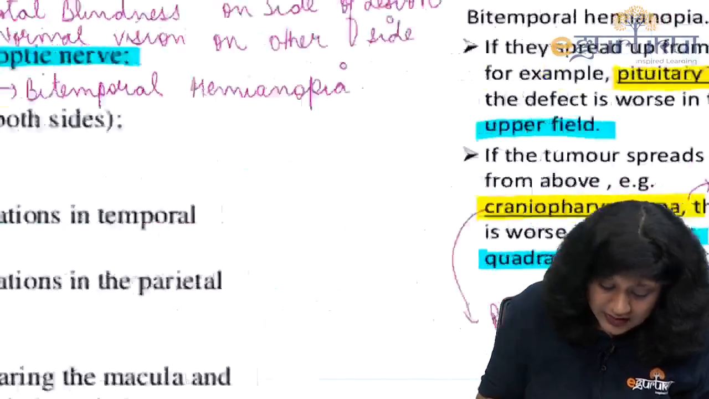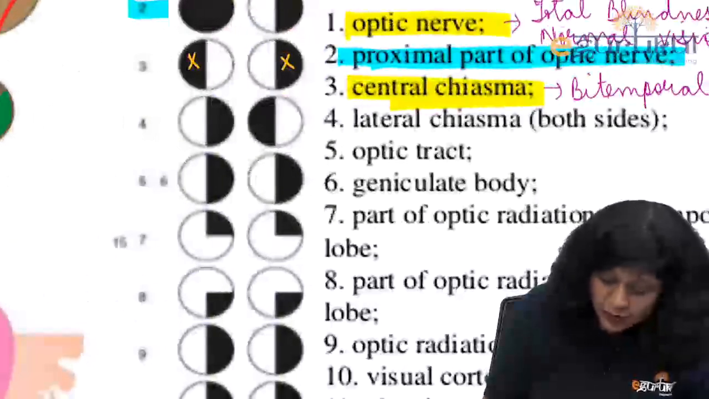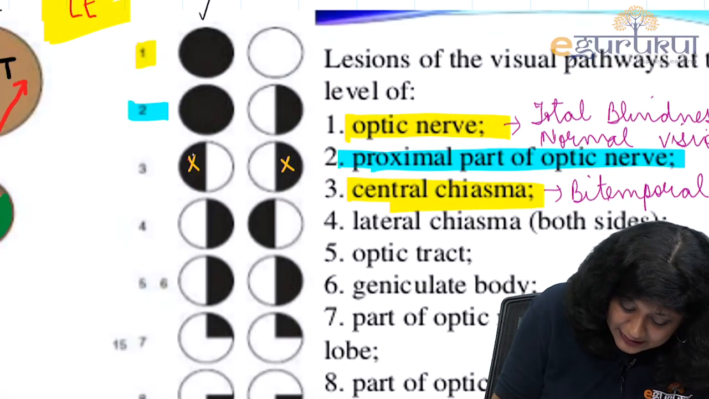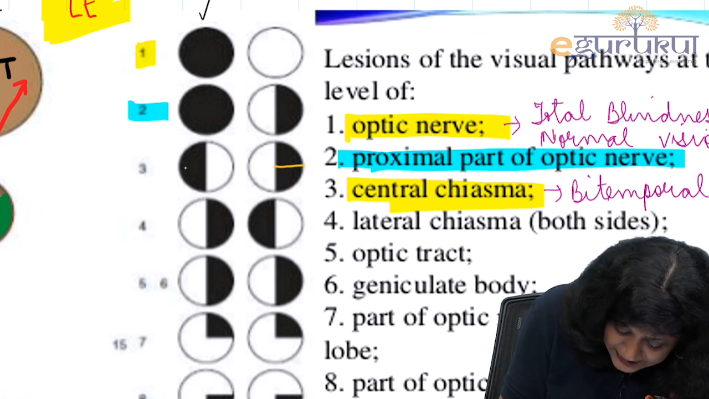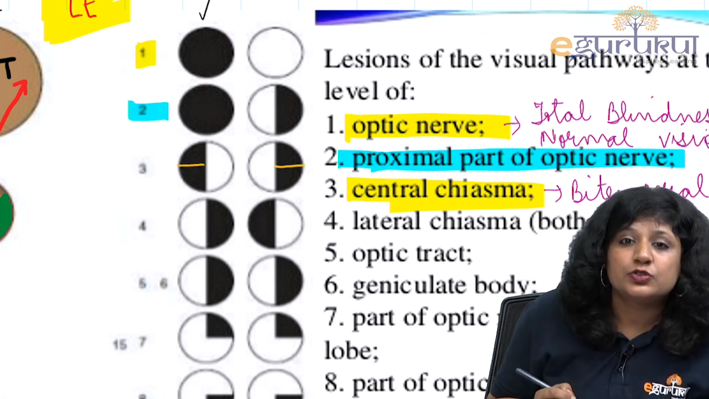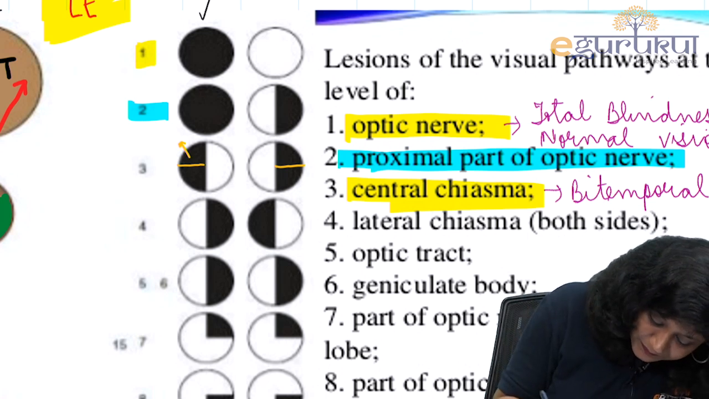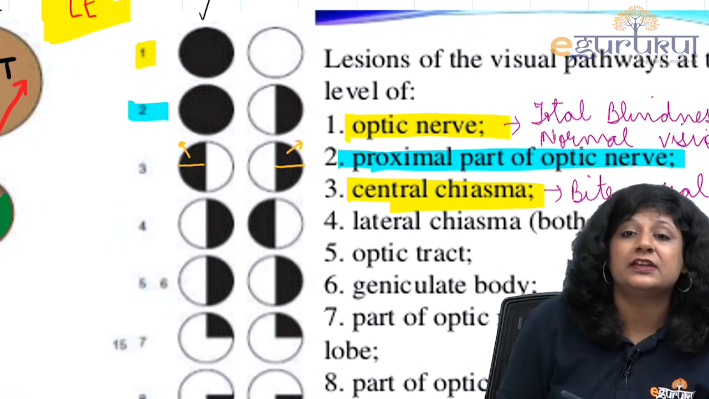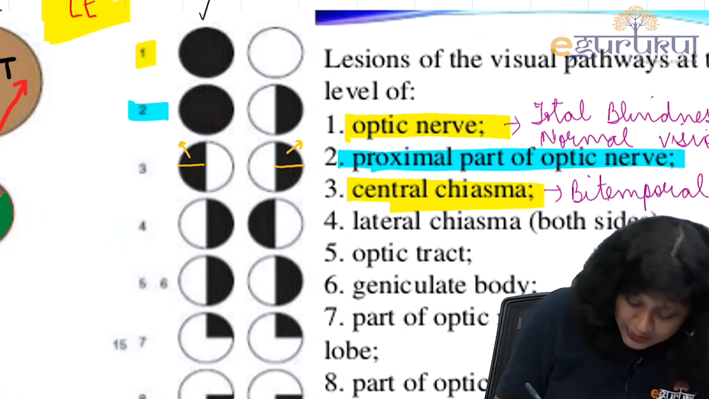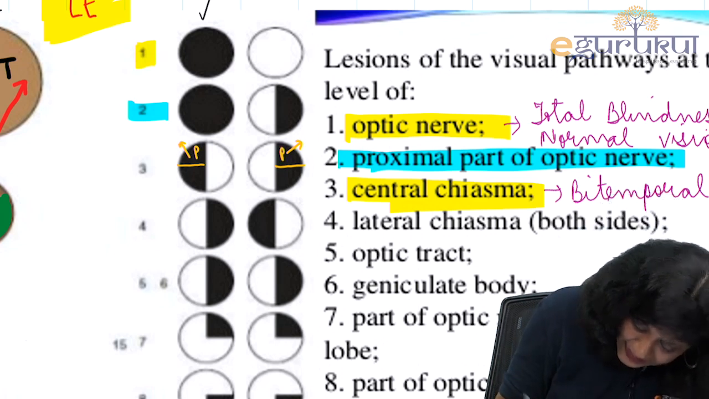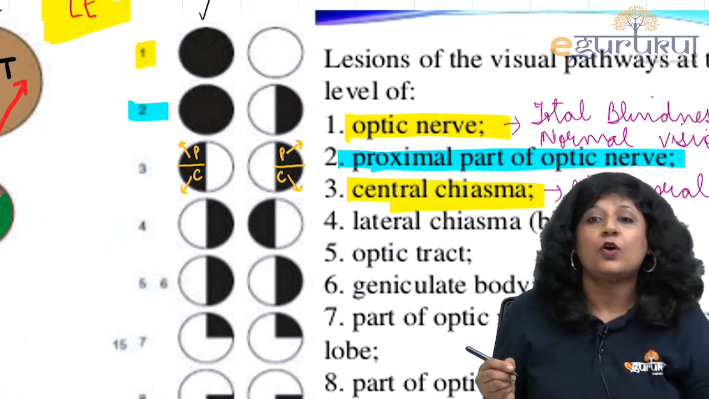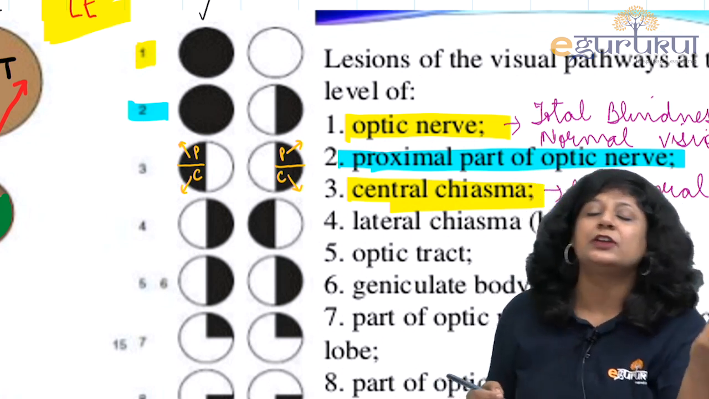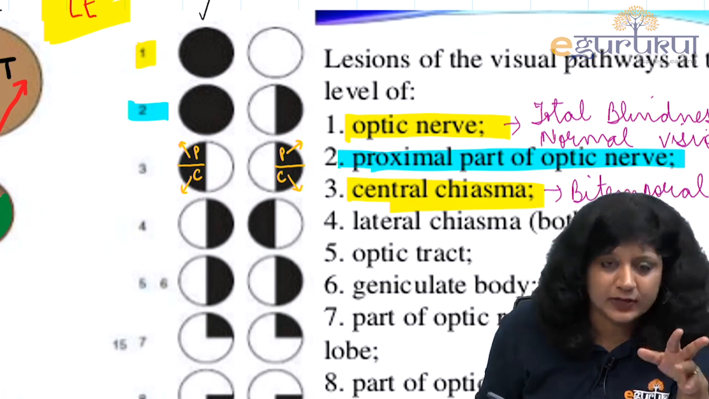So can you see here, when we have a defect, I can even divide it into two parts, like this and like this. Okay, so this superior one will be affected in cases of the pituitary glands, so I will write here P, and this inferior one is affected in the cases of the craniopharyngioma, so I will write C. And obviously, if both the fibers are affected, I'll get total bitemporal hemianopia. That is not a problem.